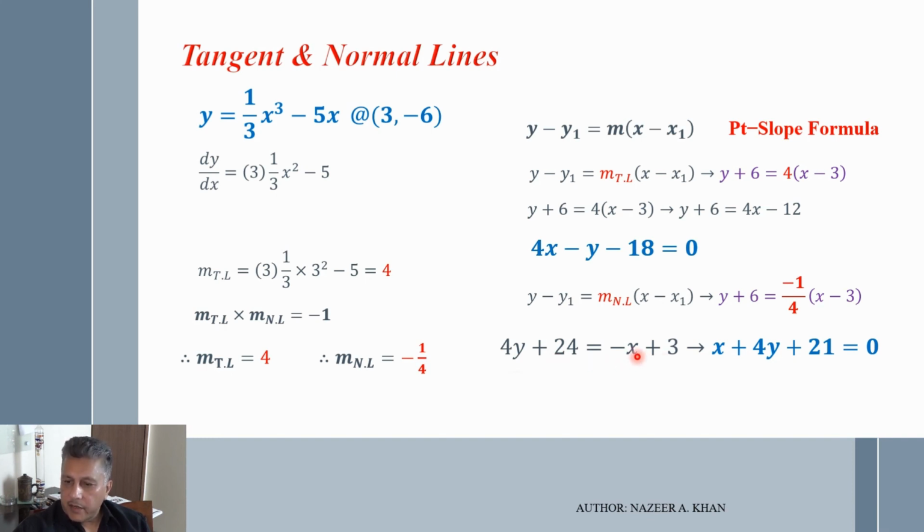The x is negative here. I'm going to take it over to this side and make it positive. And then I have 4y. I'm going to take this over to the other side, it becomes negative plus 21. And that is equal to 0. That is the equation of your normal line.